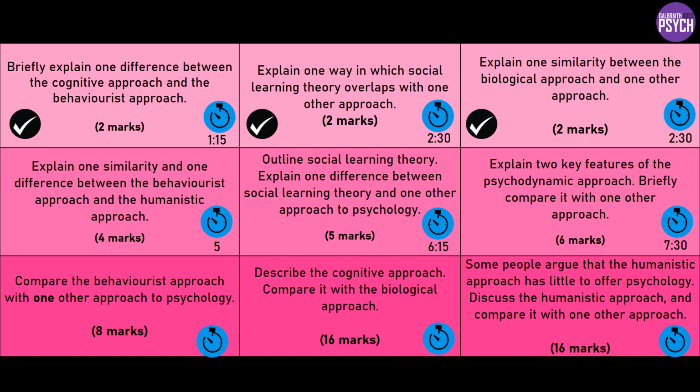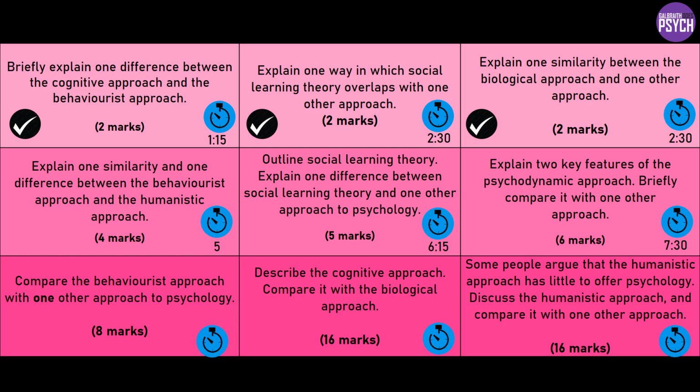One similarity between the behaviorist and the humanistic approach is that they both acknowledge the role of the environment. Behaviorist approaches emphasise the role of conditioning and reinforcement. Similarly, the humanistic approach acknowledges the effect that other people's attitudes have on us, for example, in its concept of conditions of worth.